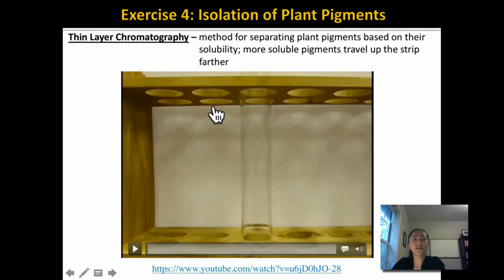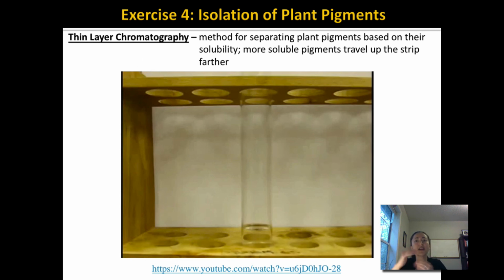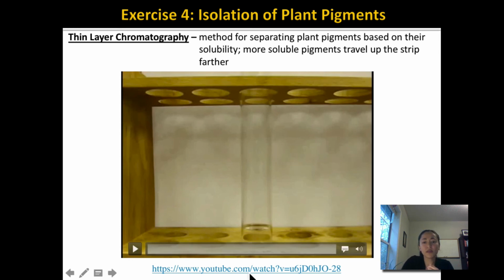The way that we can see them is by doing what's called a thin layer chromatography. A thin layer chromatography is a method of separating out the plant pigments based on their solubility. So the more soluble a pigment is, the further it travels up the strip. So what do I mean by that?